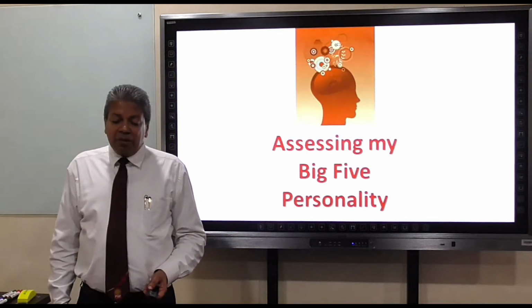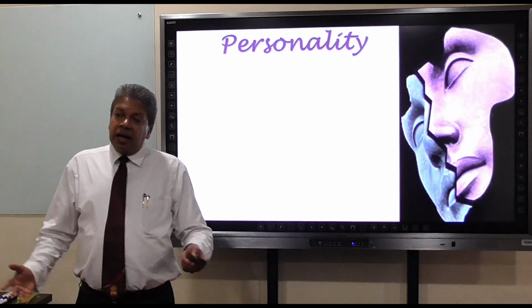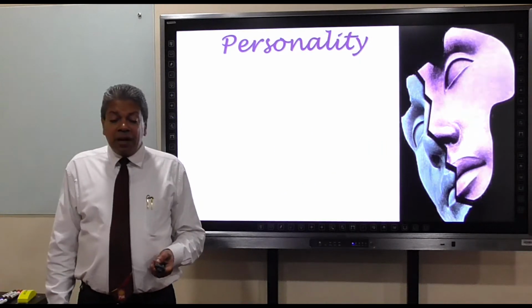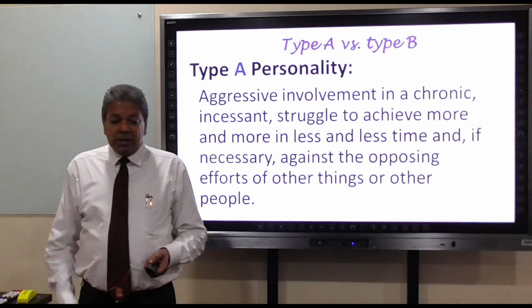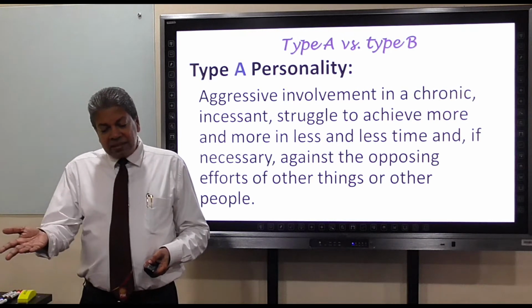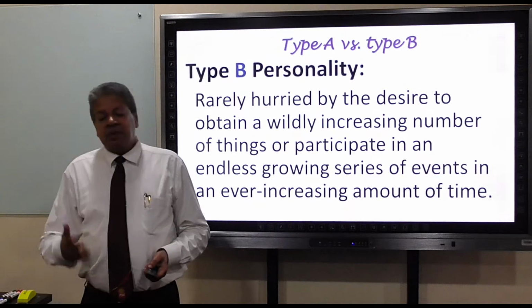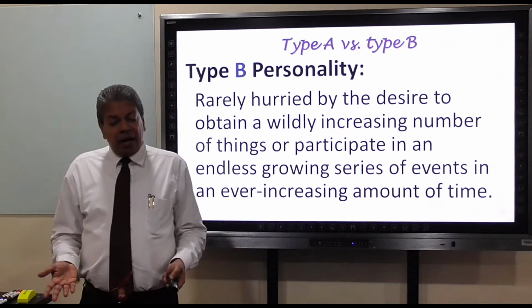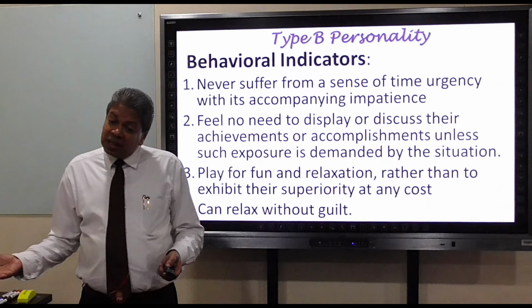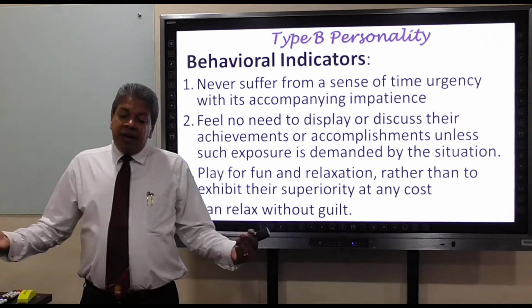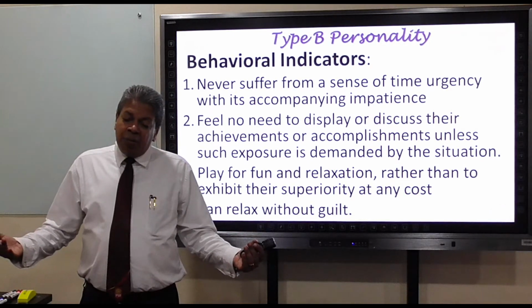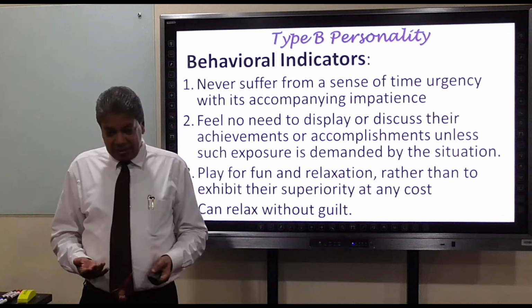Then we assessed our Big Five personality, and then again the final segment was type A and type B. Some are type A. You can see the difference and the indicators associated, and some are type B. You can see the definition and the indicator associated. And we discussed it's not becoming A or B, it's getting the best of both worlds.